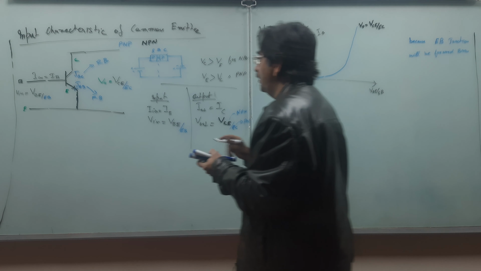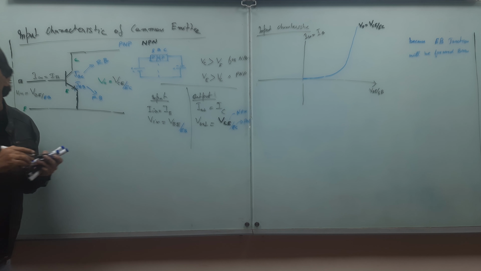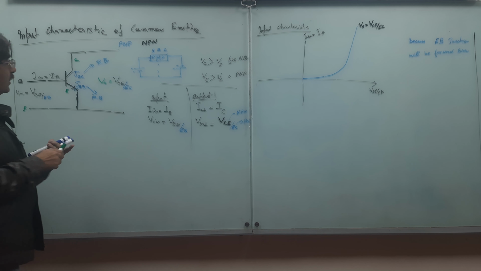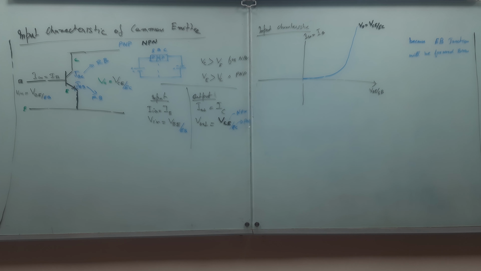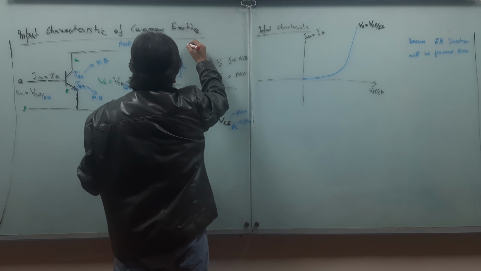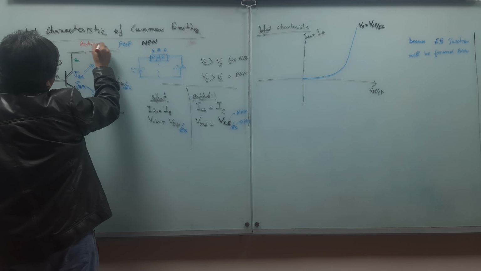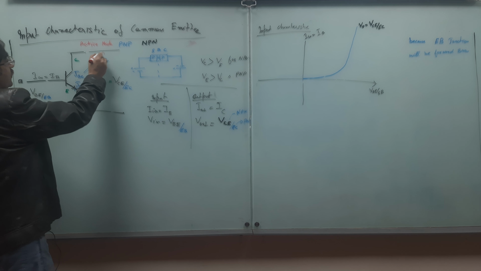Okay. So this junction will be forward bias, and this junction must be reverse bias. But this is not always true. I will explain it later. This is only true for the active mode. I have already explained this. So for active mode, this is the characteristic.